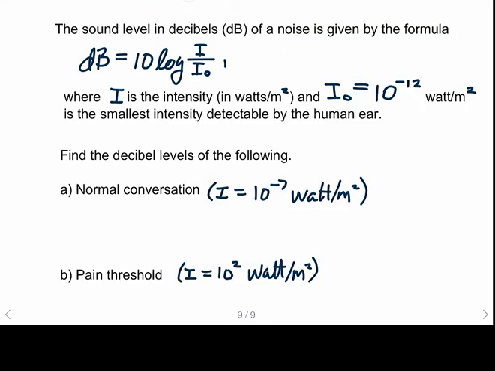Next, and finally, the sound level in decibels of a noise is given by a formula that also involves a logarithm. Decibels is equal to 10 times the log of I divided by I sub 0. That's weird. Where I is the intensity in watts per square meter, and I sub 0 is in particular 10 to the negative 12 watts per square meter, and that's the smallest intensity detectable by the human ear. Dude, what?